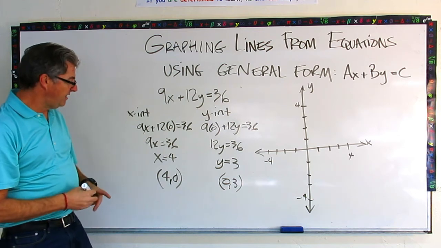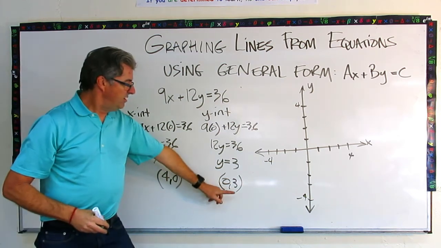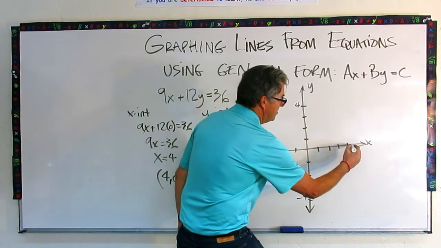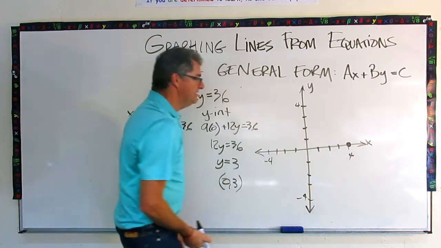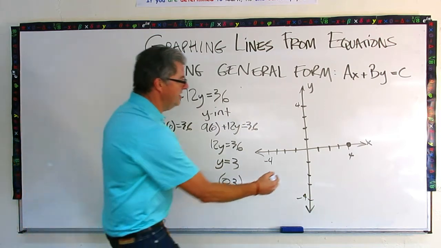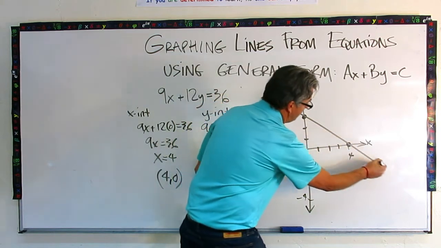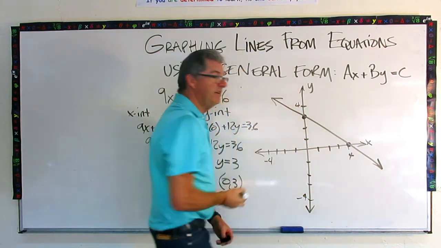I can go ahead and graph my line. X-intercept is (4, 0). Y-intercept is (0, 3). So let's put those on there. (4, 0). There's the x-intercept. And the point (0, 3). 1, 2, 3, right there. There's the y-intercept. Now I can draw my line just like that.